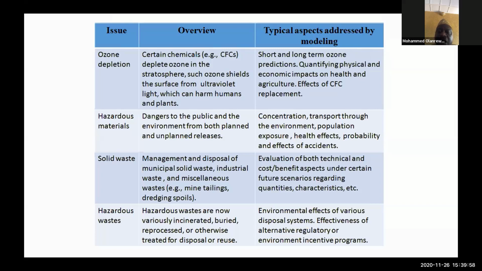Now, when you talk about solid waste here, management and disposal of municipal solid waste, industrial waste, and miscellaneous waste, etc. Somebody that wants to work on that will have to look at the typical aspect that has to be addressed with the evaluation of both technical, cost and benefit aspect under certain future scenario regarding quantities and characteristics.